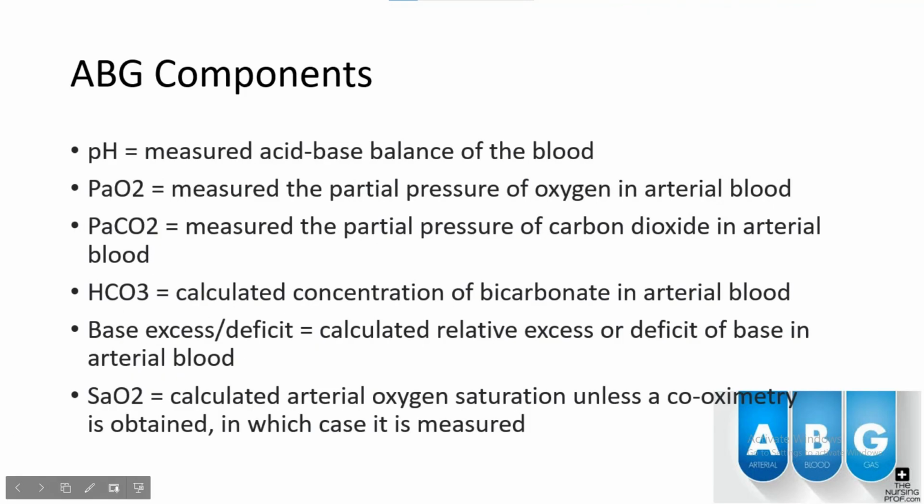ABG components. pH: measured acid-base balance of the blood. PaO2: measured partial pressure of oxygen in arterial blood. PaCO2: measured partial pressure of carbon dioxide in arterial blood. HCO3: calculated concentration of bicarbonate in arterial blood. Base excess or deficit: calculated relative excess or deficit of base in arterial blood. SaO2: calculated arterial oxygen saturation, unless a co-oximetry is obtained, in which case it is measured.